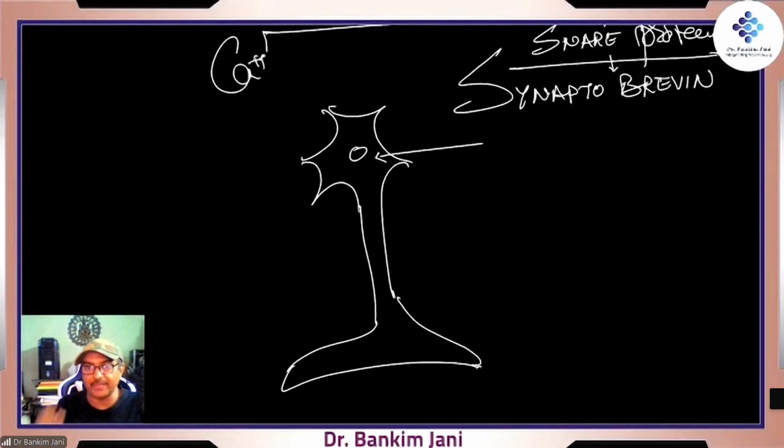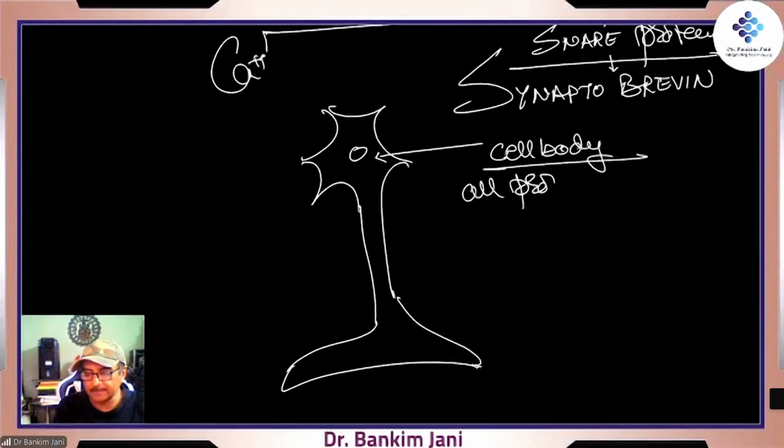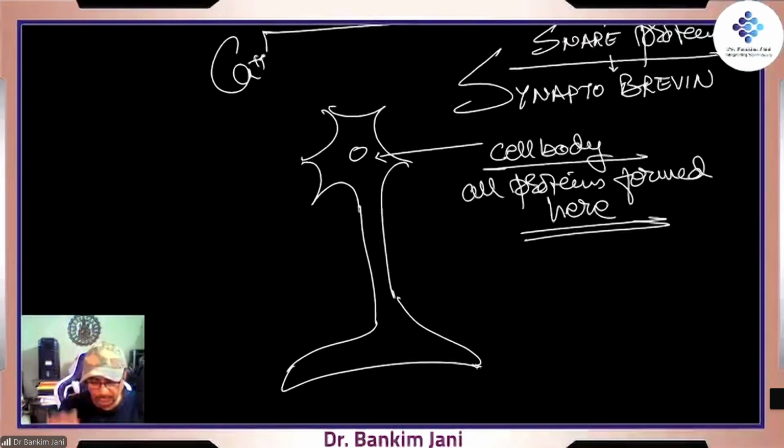Cell is the factory, right? Cell body, this is a factory. So all proteins are formed, manufactured here. And then they travel all the way and they reach to this end. They reach to this end.